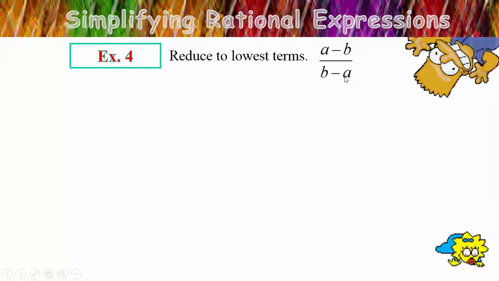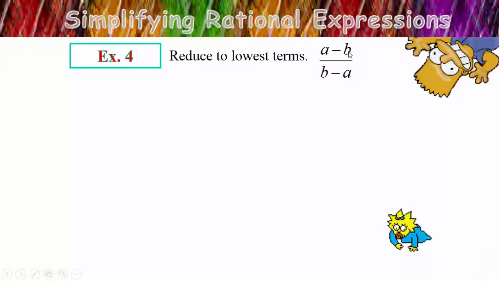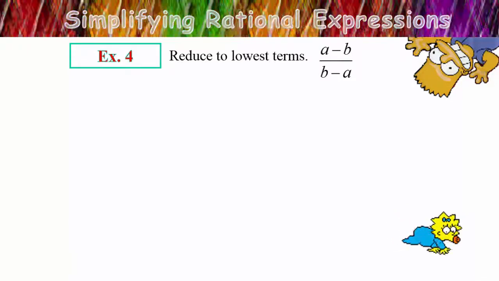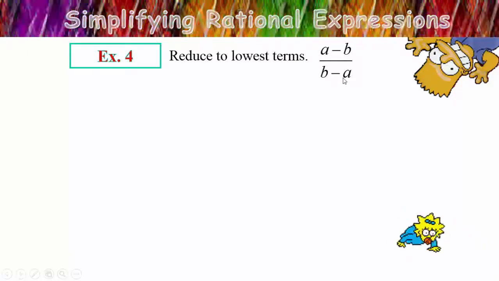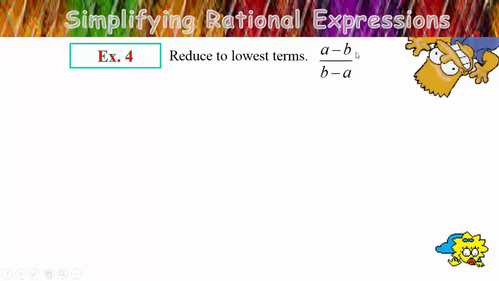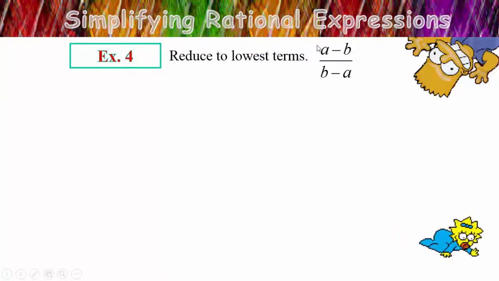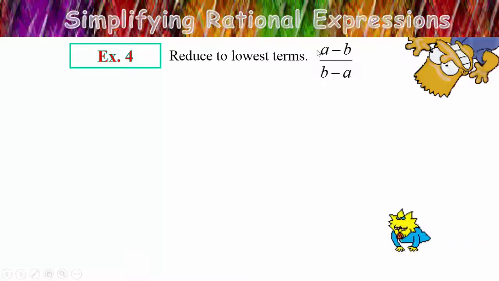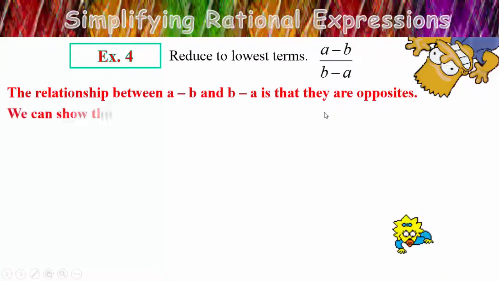But they're not, because this A is a positive, and this A is a negative, and this B is a positive, and this B is a negative. Then you may say, well, since that is true, we can't reduce it. But yes, we can, because if we pull out a negative 1 from here, we'll get negative 1 times (negative a plus b). So that means they're opposites.